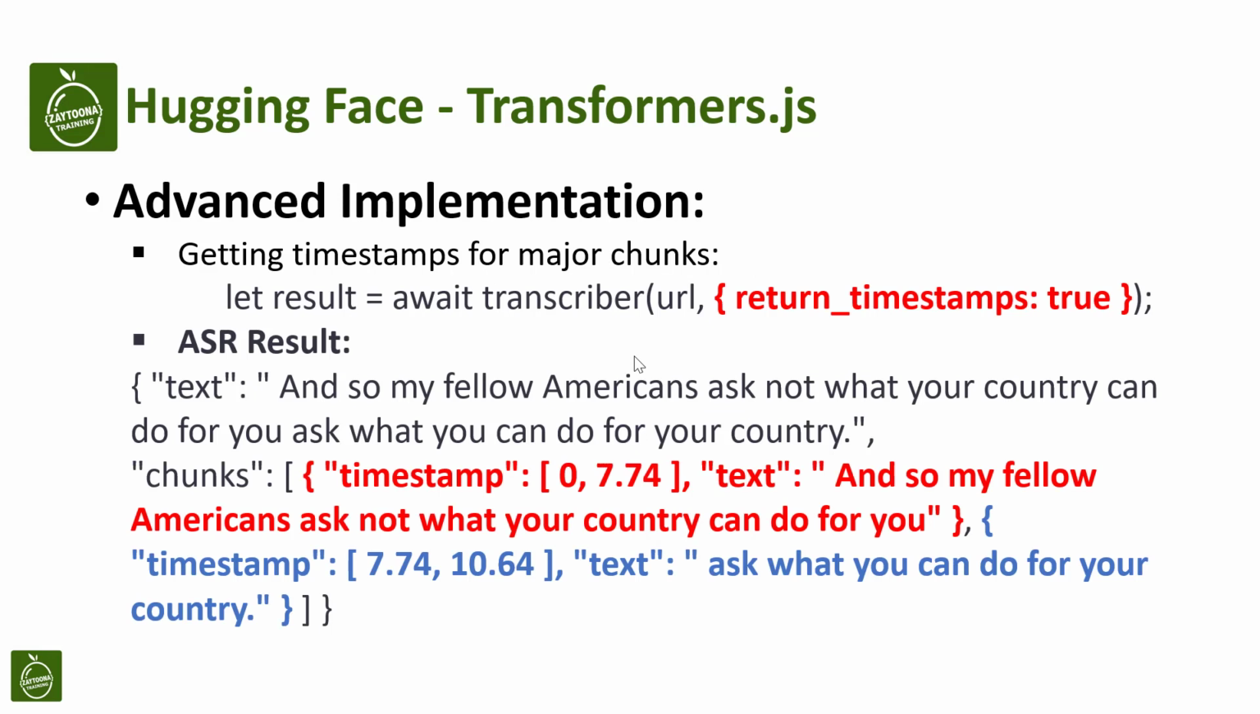Want to know when exactly each part of audio was spoken? We can. By adding the return_timestamps: true parameter, our transcriber not only gives us the transcript, but also timestamps for various chunks. As we see here, the speech began with, and so my fellow Americans, right at the start, and around the 7.74 second mark, it transitioned to ask what you can do for your country. We can also get timestamps for each word, showing when it was said. We will see that in the implementation.